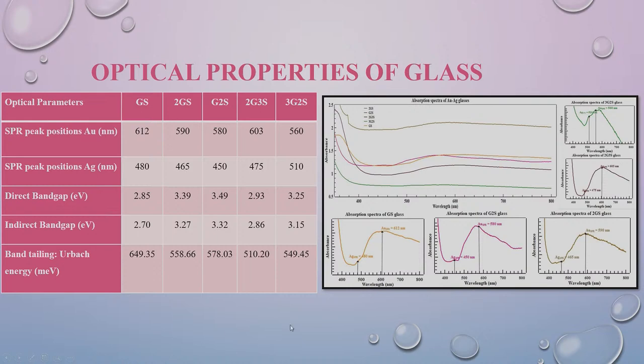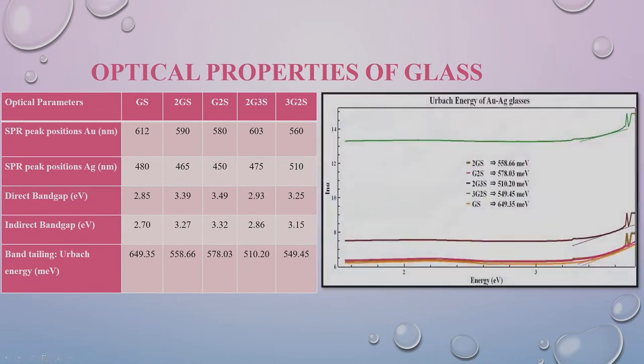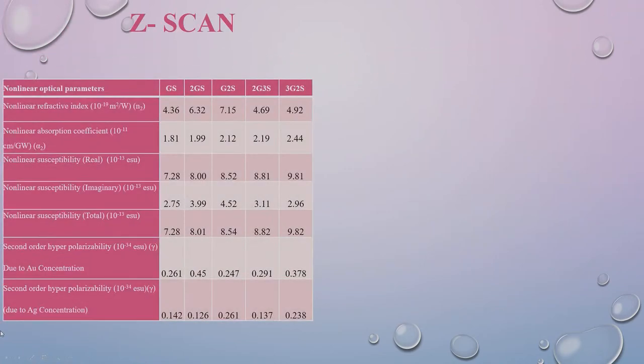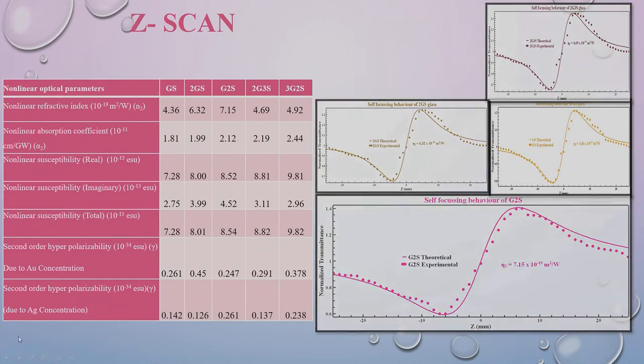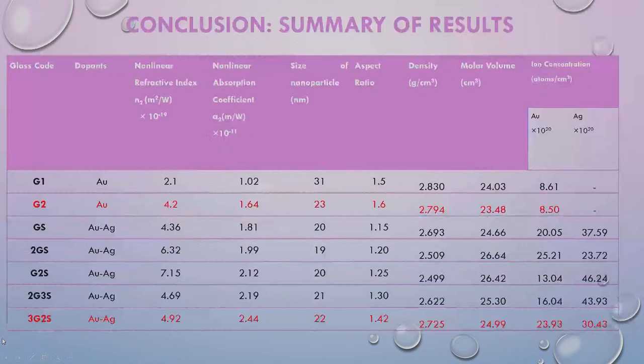So what exactly happens here is, this particular combination does not depend on the size of the particle or the Urbach energy. Even non-bridging oxygen doesn't emphasize much on the properties. So what exactly leads to the nonlinear optical properties here is, the values are found to be higher for the glass which exhibited larger aspect ratio, that is 3G2S. That means if the glass is found to be more ellipsoidal, it exhibits more nonlinear optical properties. This is what we came across with respect to the Z-scan studies.